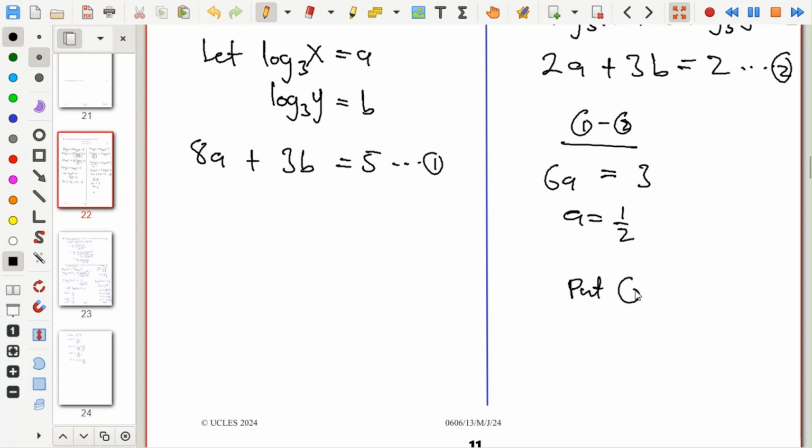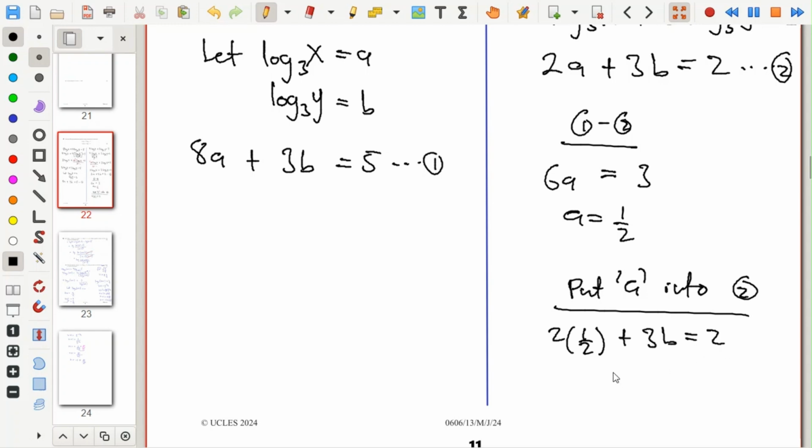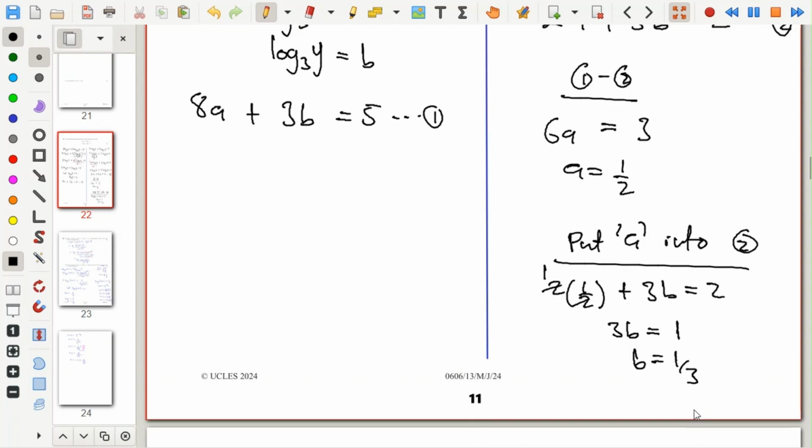I'm putting a into equation 2. So that's 2 times half plus 3b is equal to 2. So this should give us, this was 1. So if it comes here, it's 2 minus 1, which is 1. So b is equal to 1 over 3. Okay. So now let me conclude here.